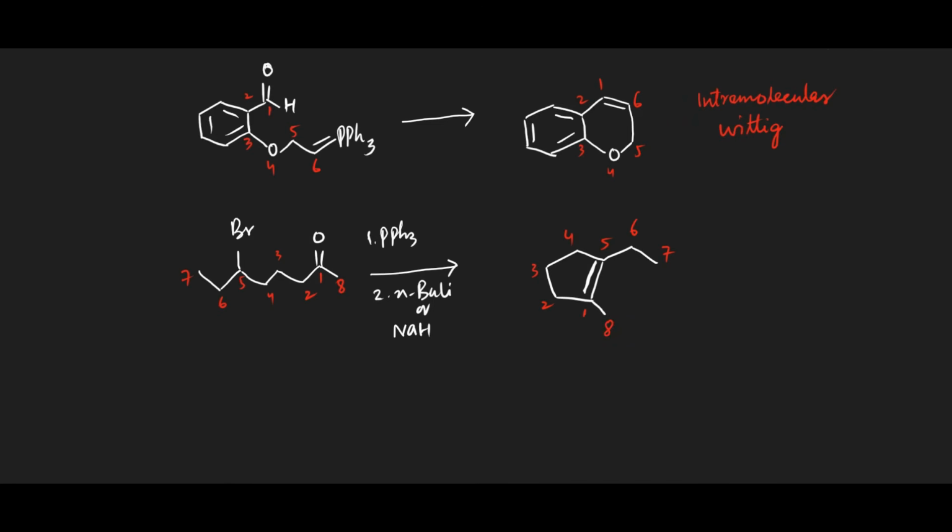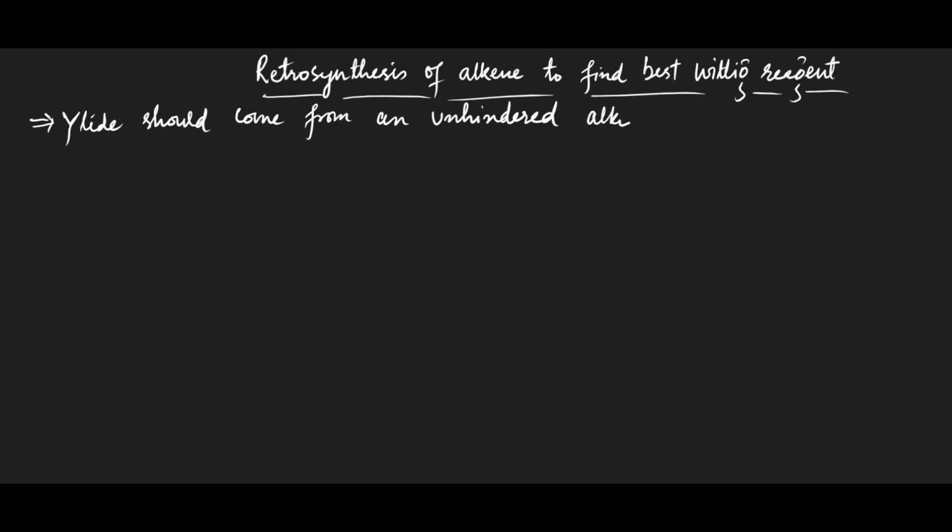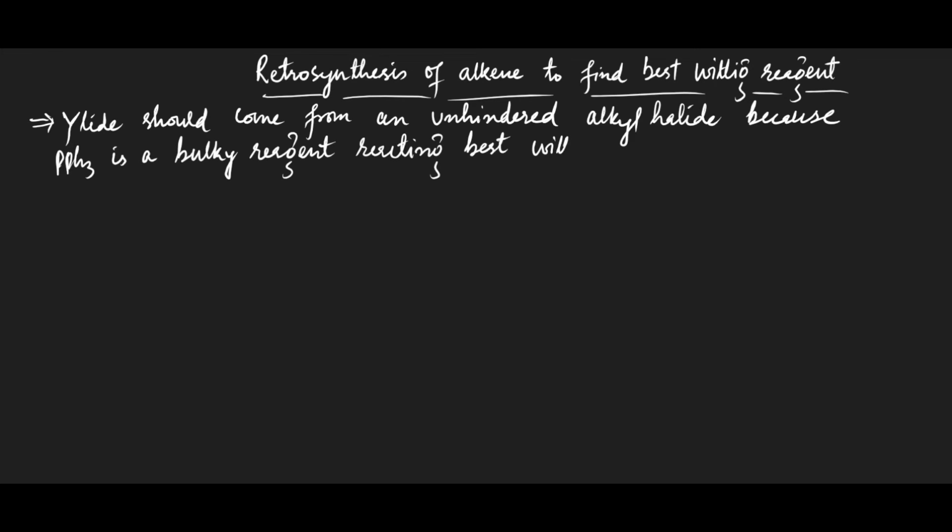Thus, a cyclic alkene will be the product, with a double bond between C1 and C5. Now let us discuss the retrosynthesis of an alkene, to find the best Wittig reagent and carbonyl, which should be used to form a particular alkene. For this, we must keep in mind that the ylide should come from an unhindered alkyl halide, because PPh3 is a bulky reagent, reacting best with primary and methyl halides.